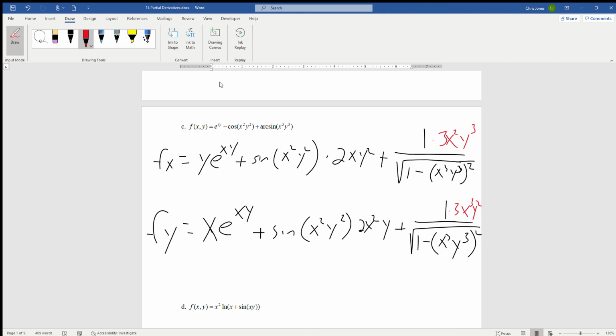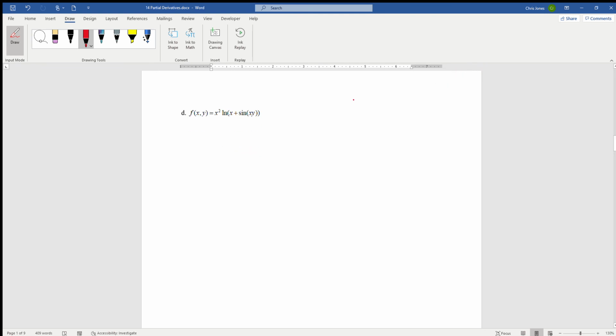One final example. x squared times ln of x plus sine xy, and we want to find the derivative with respect to x and with respect to y. Now, with respect to x is actually a little bit more difficult because what you'll notice is we have two different functions of x going on here, which means that we have to use the product rule. Remember, product rule: f prime g plus f g prime. Okay, so go back to Calc 1, remember your product rule.